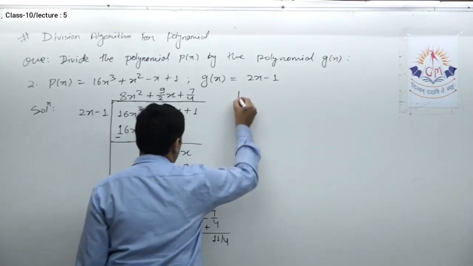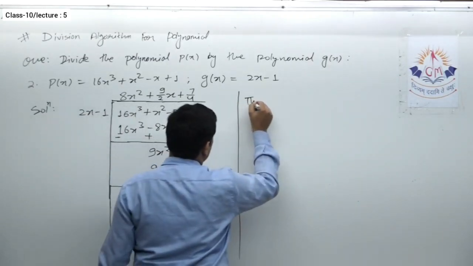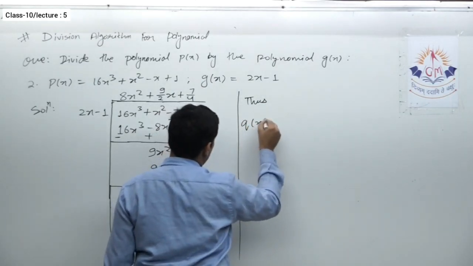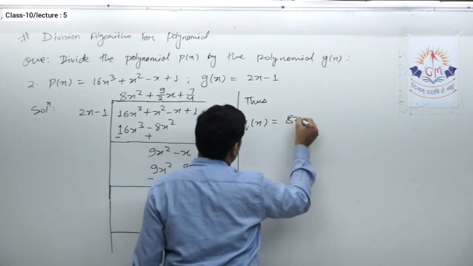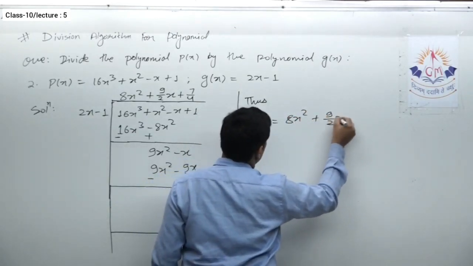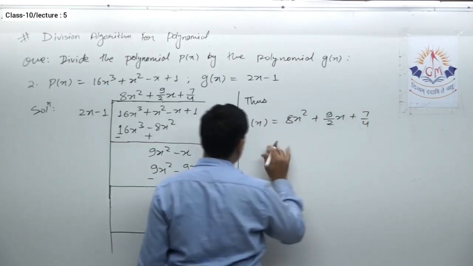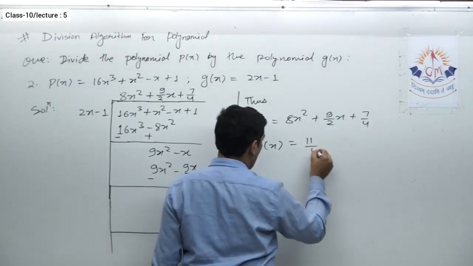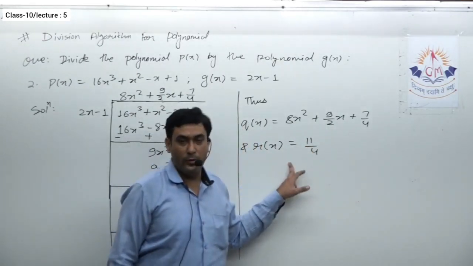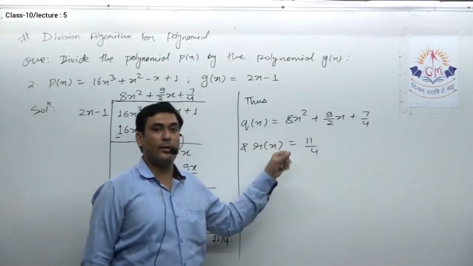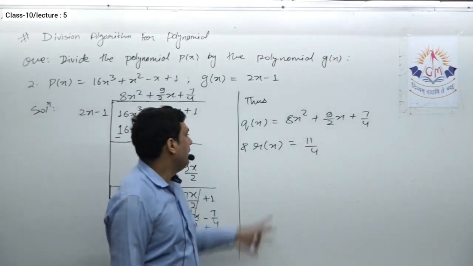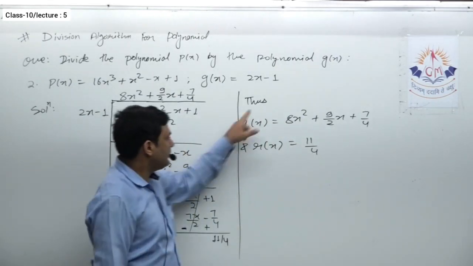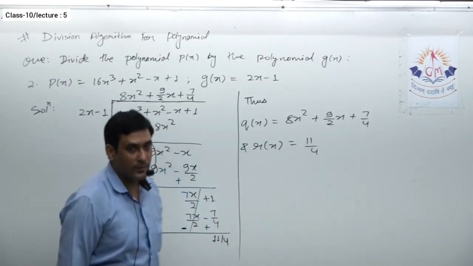After this you have to write just one line. Thus first I write the quotient polynomial. This quotient polynomial q(x) is equal to 8x square plus 9 upon 2 x plus 7 by 4, and r(x), that is the remainder polynomial, is 11 by 4. So here I can say the remainder polynomial is a constant polynomial. In the previous question, the remainder polynomial was the zero polynomial. And here the quotient polynomial is a quadratic polynomial. So that is all about this. Just note down these two lines, then we'll come to the next question.